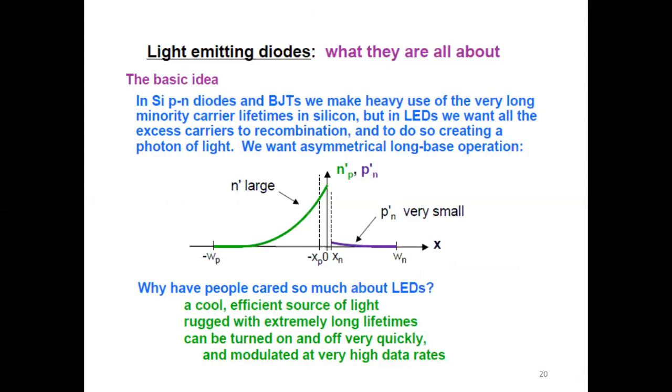Now, if we have to think in detail about light emitting diodes, the basic idea comes from a silicon PN junction diode, similar to BJTs, heavily using very long minority carrier lifetimes in silicon. In LEDs, we want all the excess carriers to recombine, and to do so, creating a photon of light. We want asymmetrical long base operations.